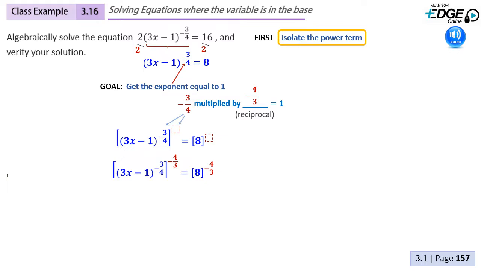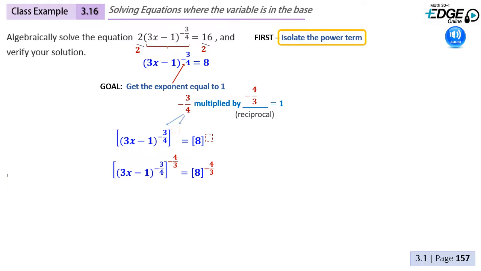Because the second part of our solution will have us raising both sides to a certain power, in the end it'll be -4/3, it will complicate things if we leave the 2 out front. So our first step is to divide both sides by 2. This gives us 3x minus 1 to the power of -3/4 equal to 8.